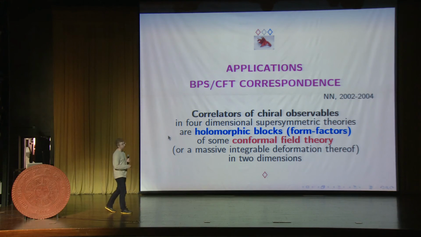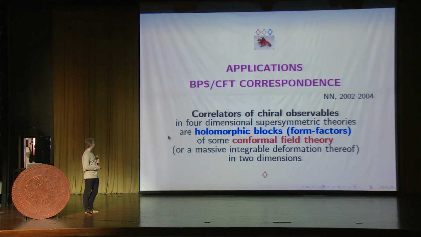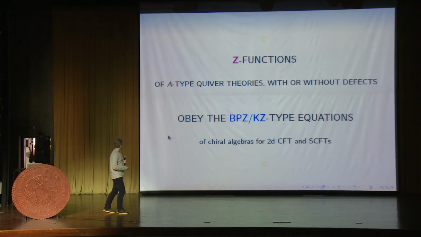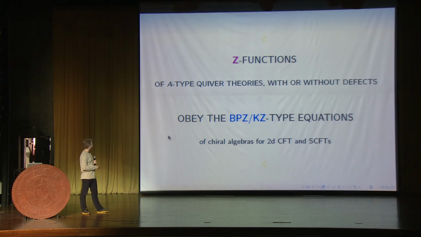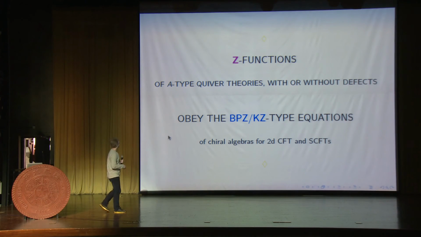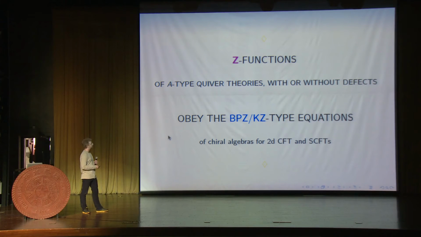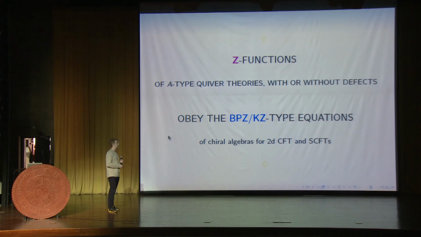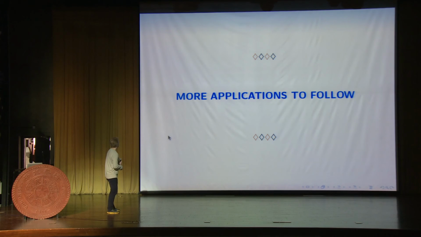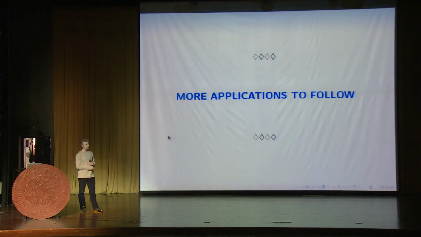And as an application, you can derive all known statements of the BPS/CFT correspondence that, for the A-type quiver gauge theories, with or without defects, the partition functions obey the BPZ or KZ type equations of conformal blocks of two-dimensional conformal field theories. And now with the presence of these stacks of branes which intersect along two-dimensional surfaces, also superconformal field theories. So you can realize not only Kac-Moody algebras, let's say, but also super Kac-Moody. And I'm sure there are more applications to follow.